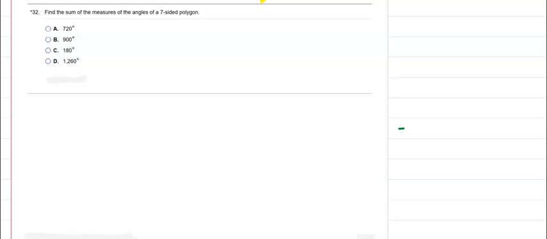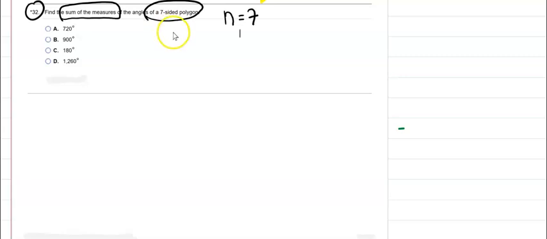Question number 32. Find the sum of the measure of a 7-sided polygon. So you have a polygon which is 7-sided, and you have to find the sum of the measure. A 7-sided polygon has n equals 7, representing the number of sides. So you have to find the sum of the measure.